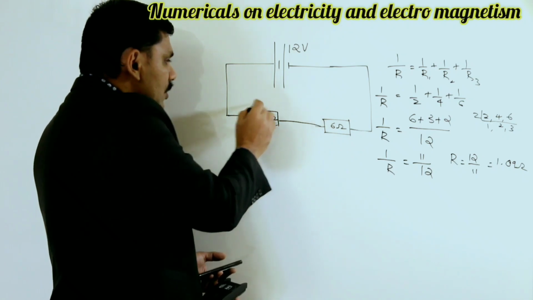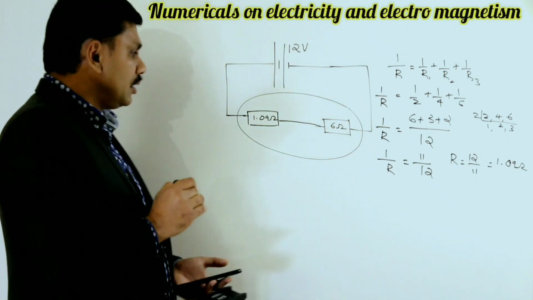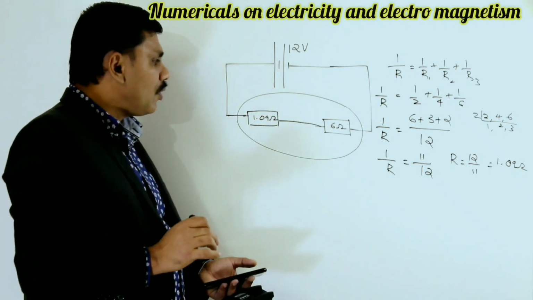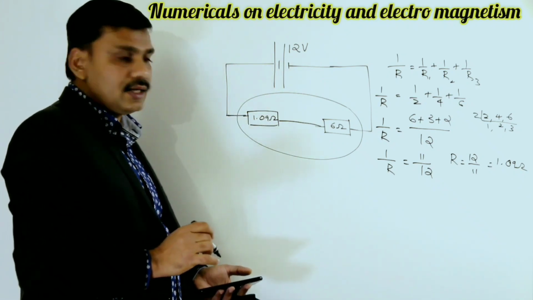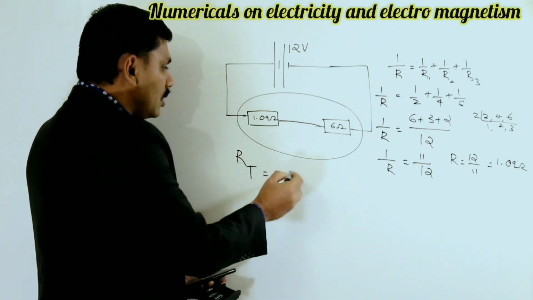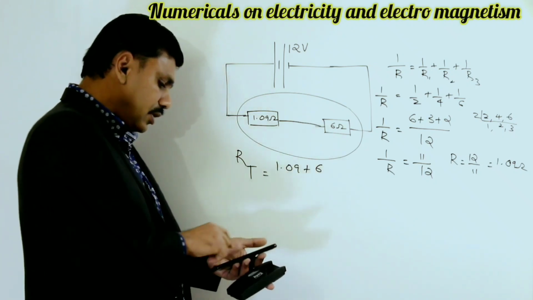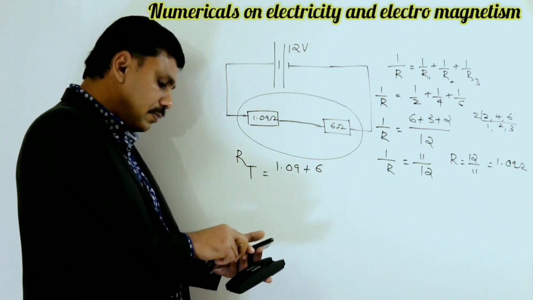Now these two are in series. So 1.09 ohm plus 6 ohm, they are in series. So the effective resistance or total resistance equals 1.09 plus 6.